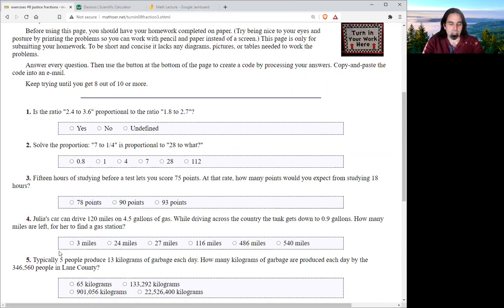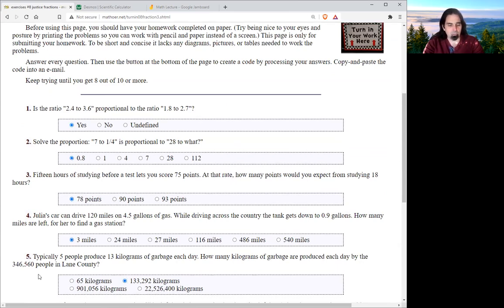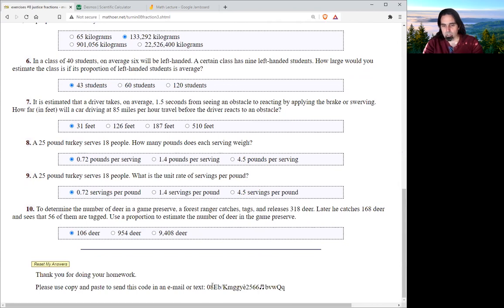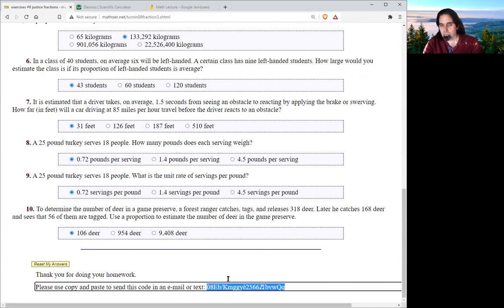So it's the same problems. Now you have bubbles. So you pick some bubbles. I'm just picking the random bubbles. And well, that's not the same problem. I have to fix that. Anyway, then it says process my answers and it gives you a code. You highlight this code and send it to me. Email is best. Text also works. And then I tell you how you did.